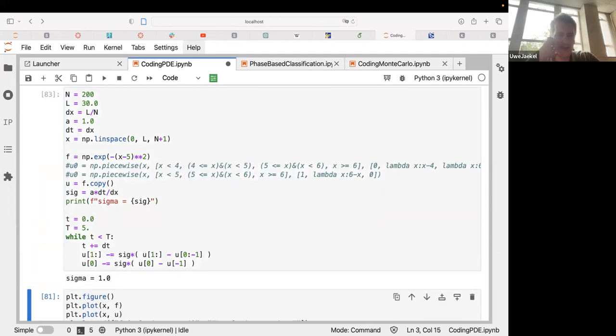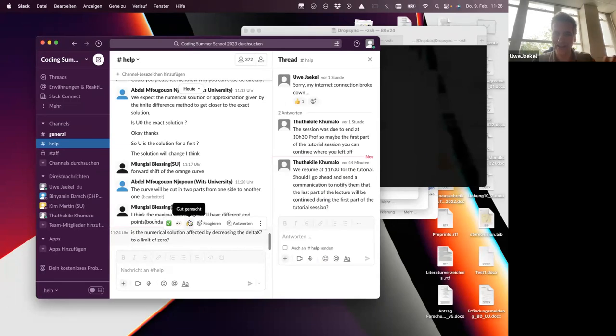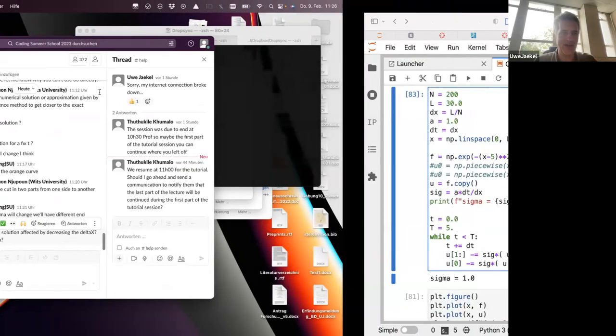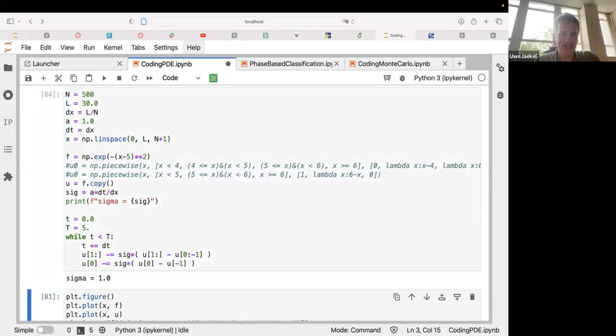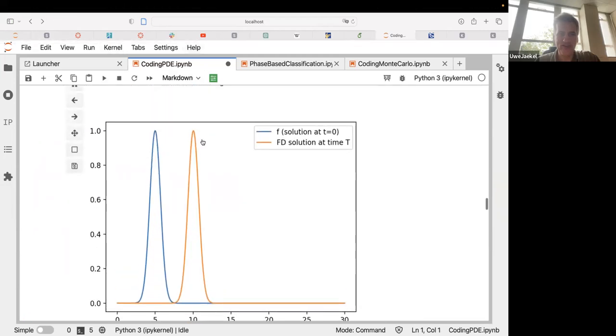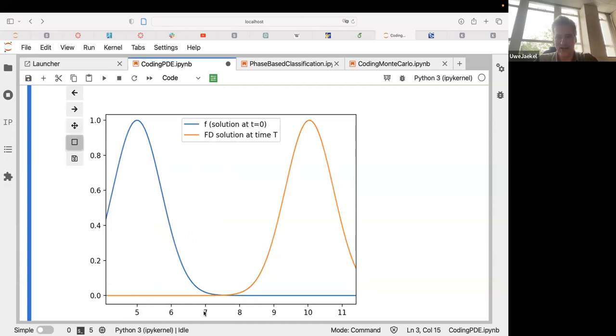So I chose sigma equal to 1. And now I modify the question of Lungisi a little bit. I don't modify delta x. We can modify delta x, by the way, by increasing the number of grid points. Let's take 500 grid points instead of 200, and we see the solution looks a bit smoother because we have more grid points. But it's basically the same result. Now it looks nicer because we have more grid points. It doesn't look as bumpy as before.